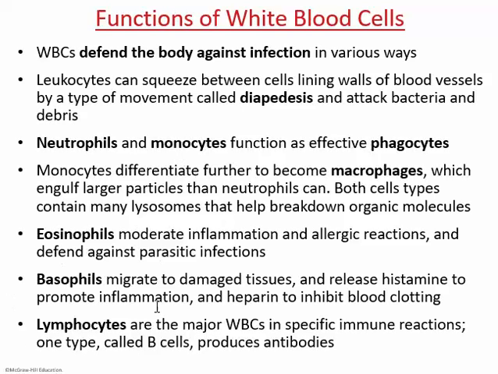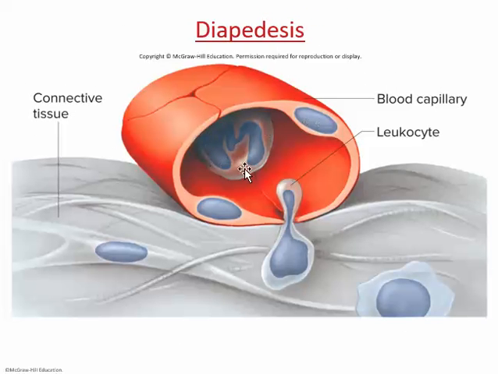All of these cells, when they leave the bloodstream, squeeze out of the capillaries through a process called diapedesis. Dia means through, pedesis is the same word as pedal or pedestal. It's to step through. So diapedesis looks like this. There's the white blood cell stepping through into the interstitium.